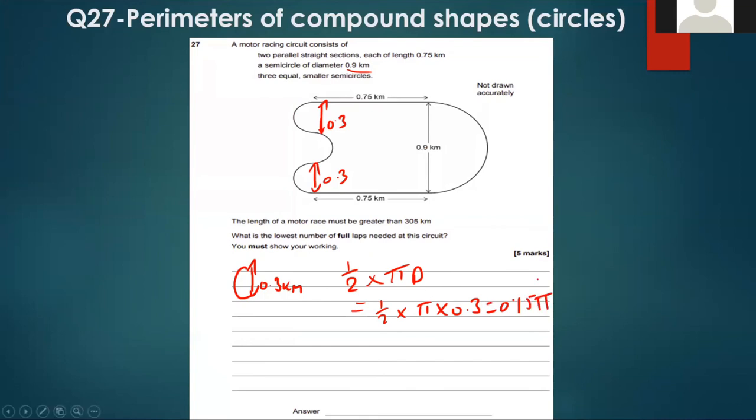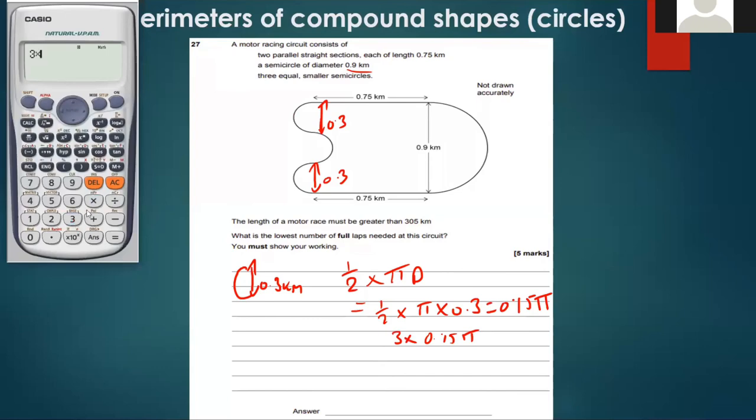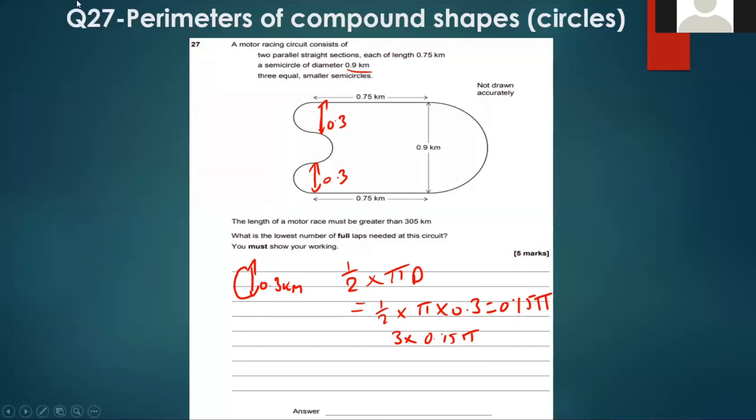I'm leaving my answer in terms of pi because I'm going to be doing three lots of those. So 3 times 0.15 is 0.45, and again I leave my answer in terms of pi, 0.45 pi, because there are 3 lots of them. We've got 1, 2, and obviously a third one, so we multiply by 3, because there are 3 semicircles with 0.3 diameter. There's one here as well.